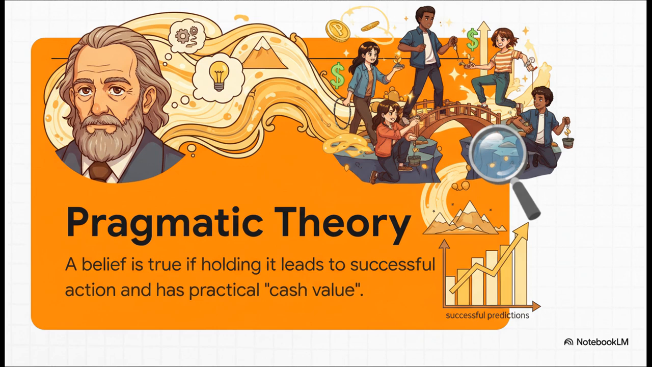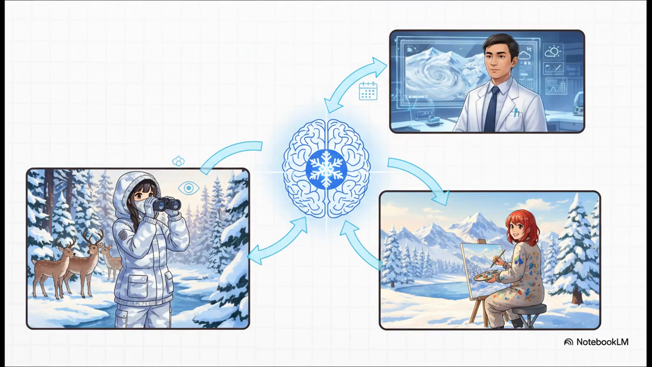The idea here is that a belief is true if it helps us get by in the world, if it leads to successful outcomes. He called it the cash value of an idea. What's its practical payoff? So how does "snow is white" fare here? Well, a pragmatist would say that believing snow is white is a true belief because it's super useful. It helps you predict the weather, it helps you design winter camouflage, it even guides scientific research. Because believing it has a positive practical payoff, it gets the stamp of true.